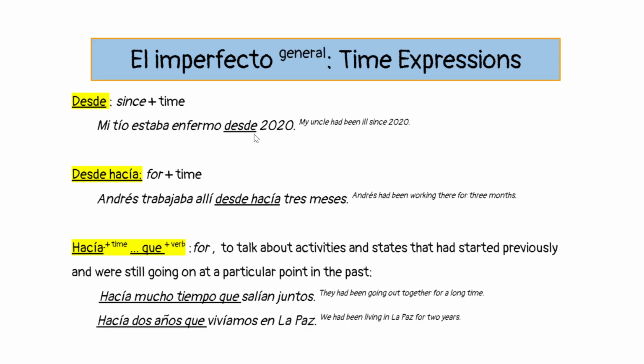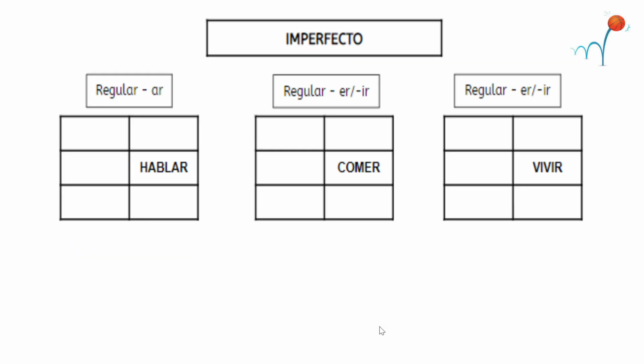Since 2020. Okay. I've been working there for about 3 months. Desde hacía 3 meses. Hacía plus time, and then que plus the verb. Hacía mucho tiempo que salían juntos. They had been going out together for a long time. It's not specific. Hacía 2 años que vivíamos en La Paz. We have been living in La Paz for 2 years. Although 2 years is specific, the idea of they were living, it's bouncing along, bouncing over time.